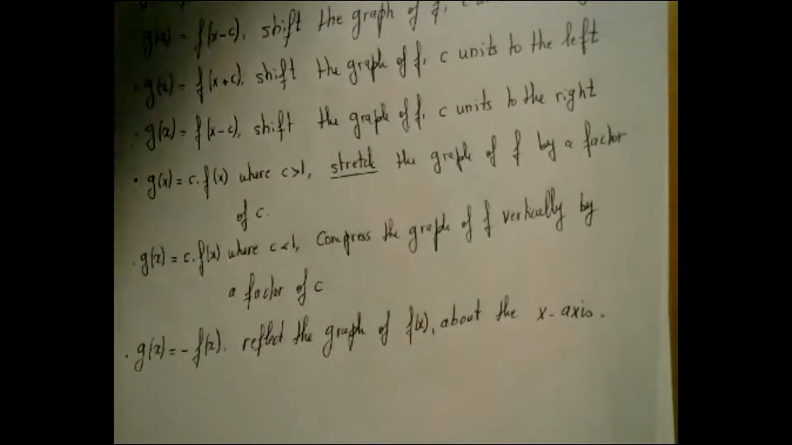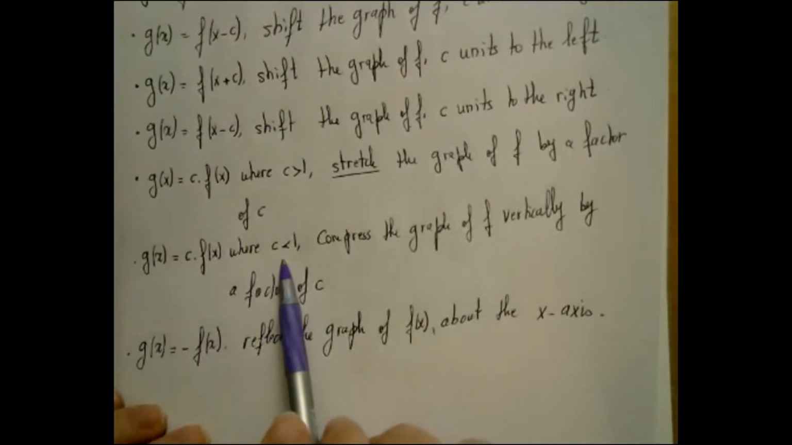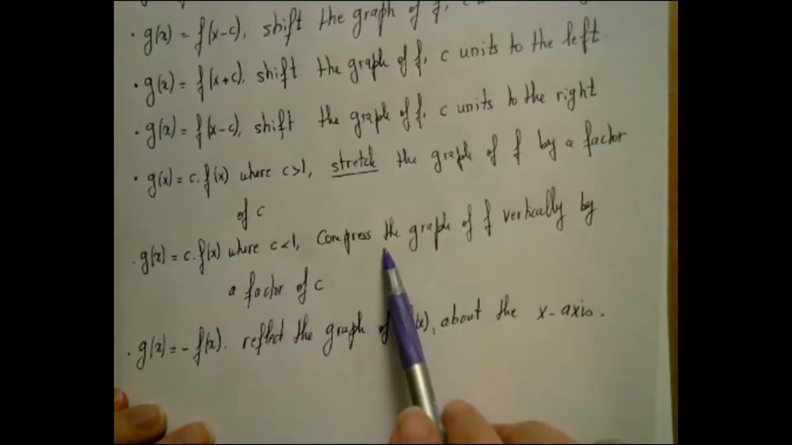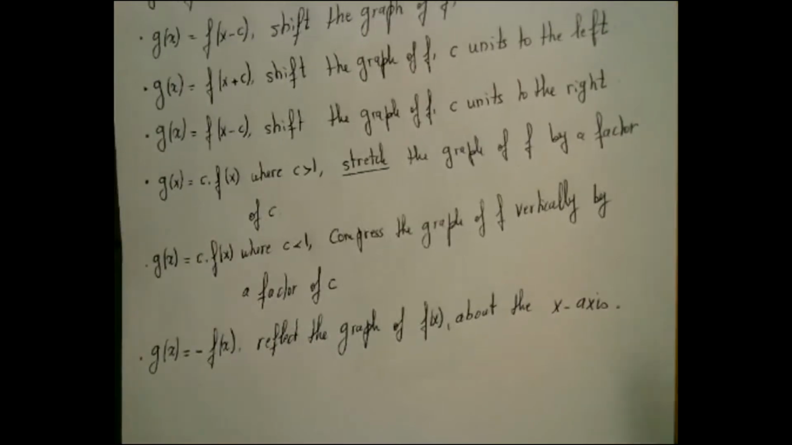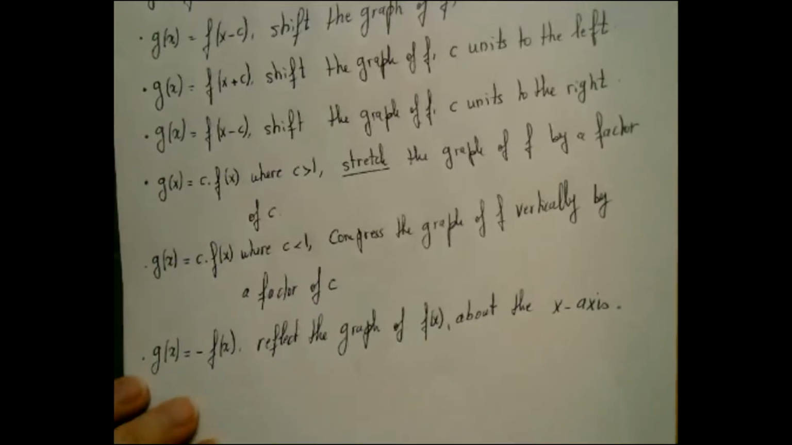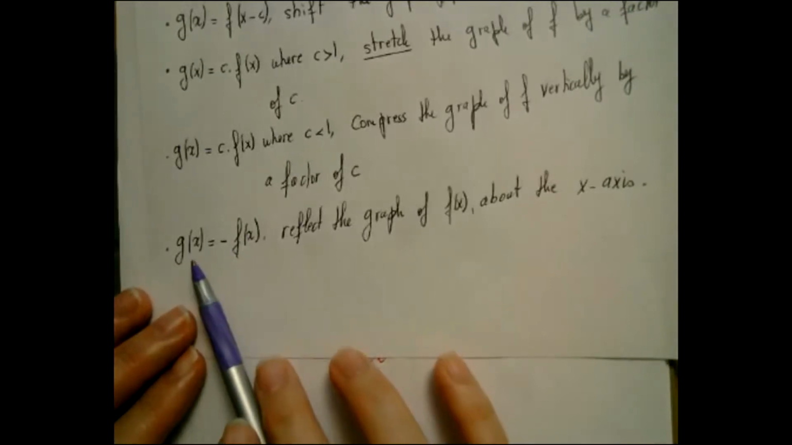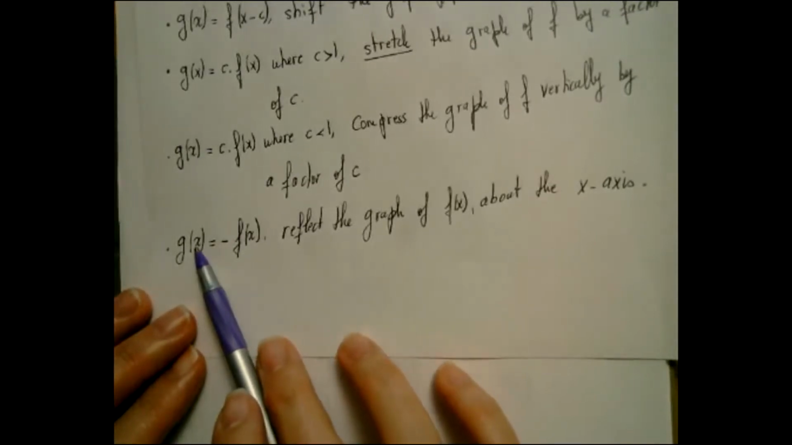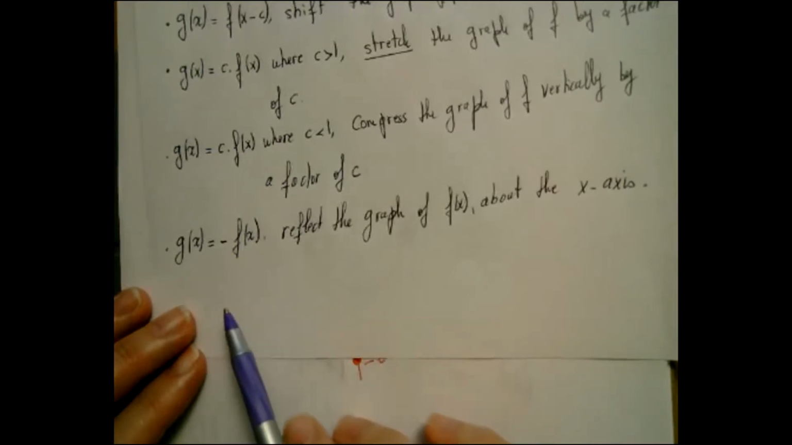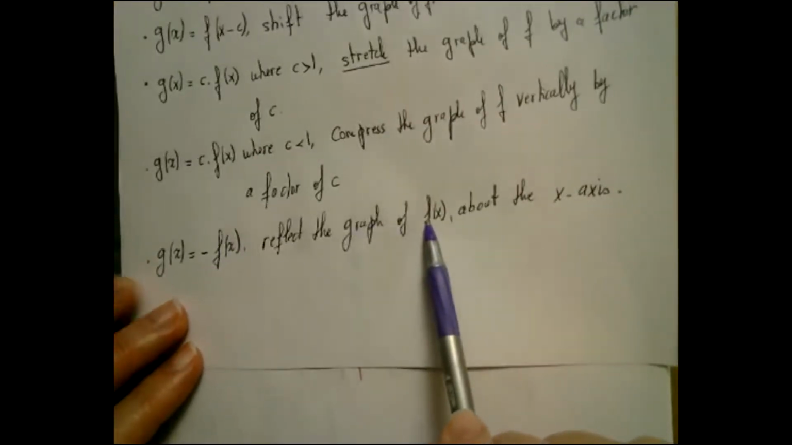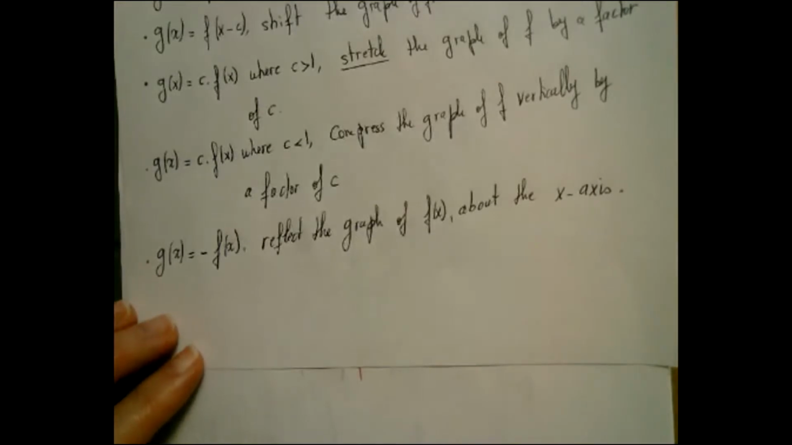Imagine you have a rubber band and you are stretching it. If c is less than 1, but always positive, it compresses the graph of f vertically by a factor of c. Finally, the last transformation that will be of interest. Suppose I have a function f of x, and I create a new one where, for every input x, the output of the new function is minus the output of f. The effect of that is just to take the graph of f and reflect it across the x-axis.